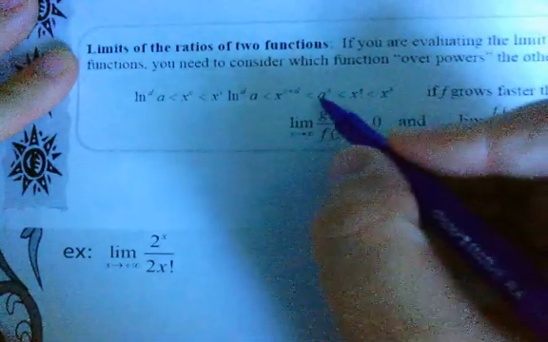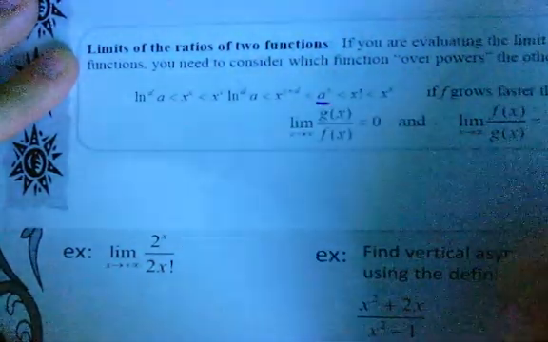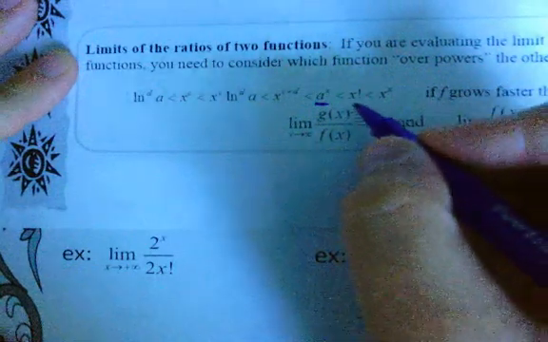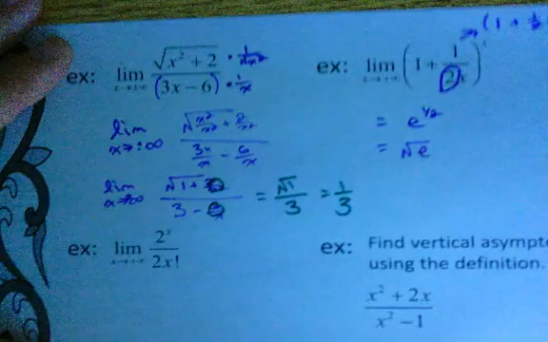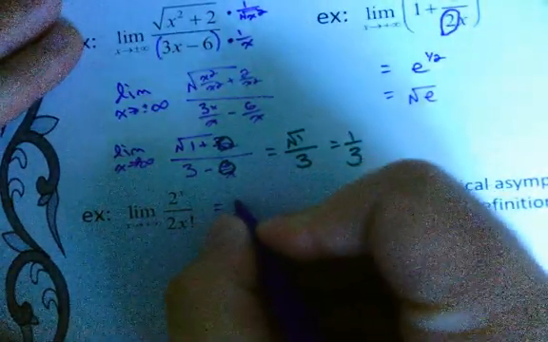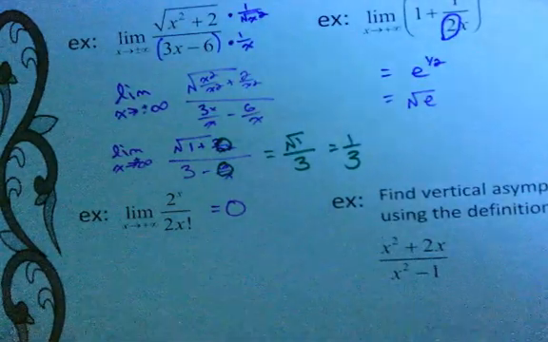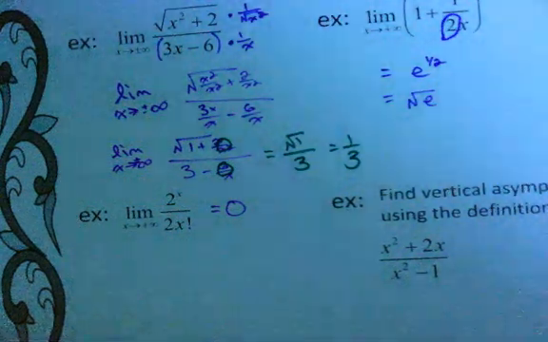Well, 2 to the x would be right here, and x factorial is right here. So which one's growing faster? The x factorial, and it's on the bottom. So if it's growing faster on the bottom, you're just going to get a 0.